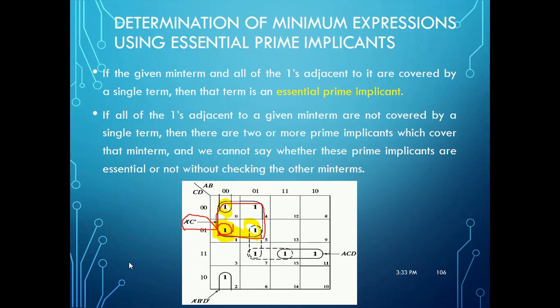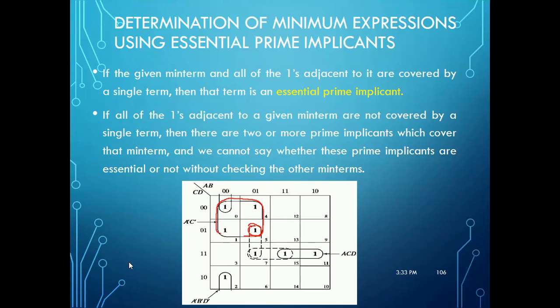Next, we also have to know which are not essential prime implicants. If all the ones adjacent to the given term are not covered by a single term, then there are two or more prime implicants which cover that min term. We cannot say whether these prime implicants are essential or not without checking the other min terms. So what it means is, suppose I erase this and select the min term 5.